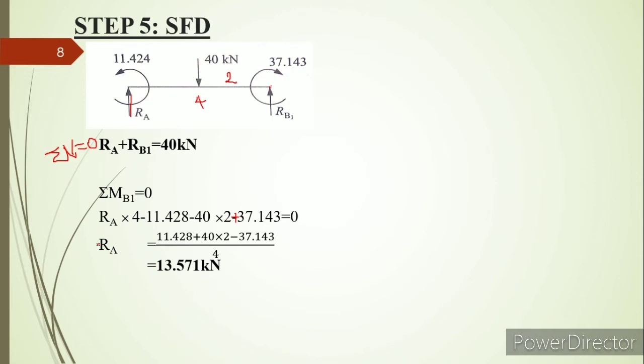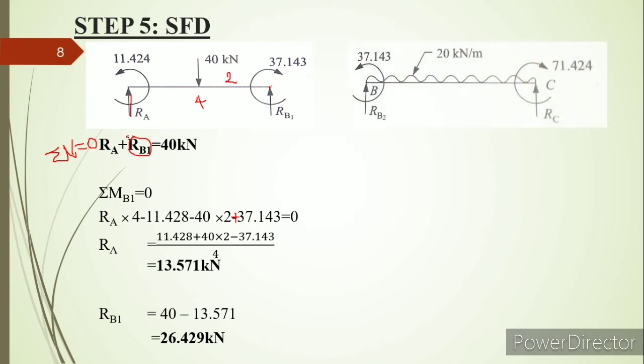From that we get the value of RA is equal to 13.571 kilonewton. Then substitute the value of RA in this equation, and we get the value of RB1. That is RB1 is equal to 40 minus 13.571 kilonewton, that is 26.429 kilonewton.